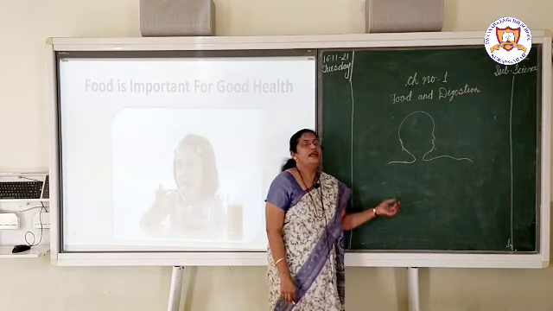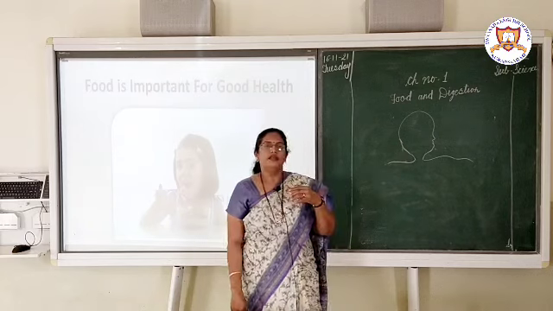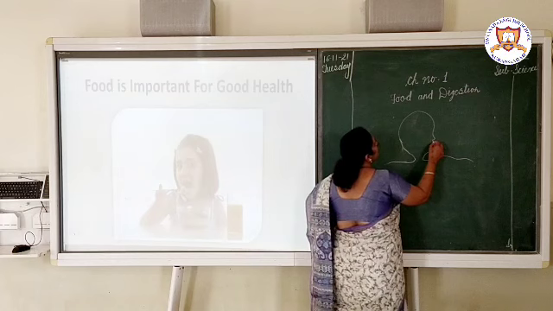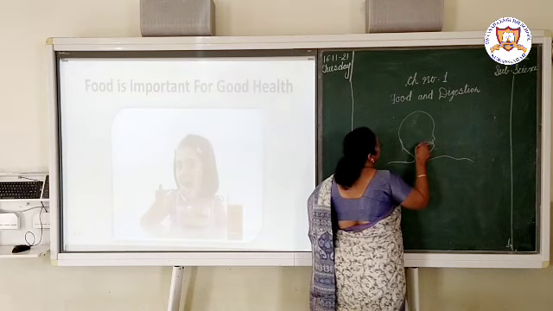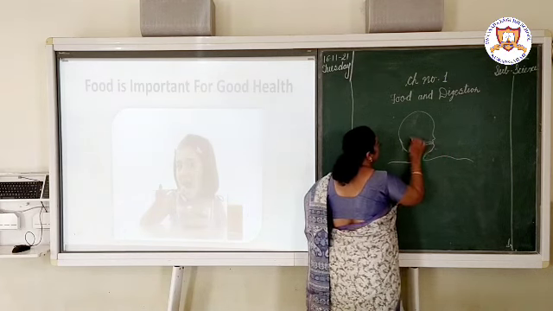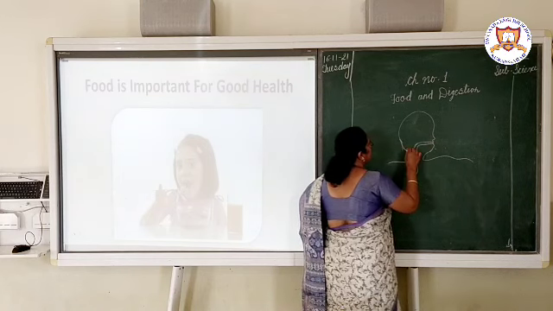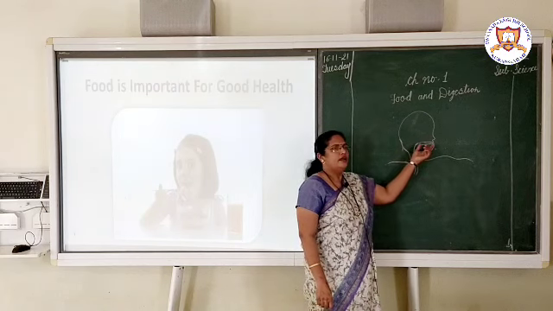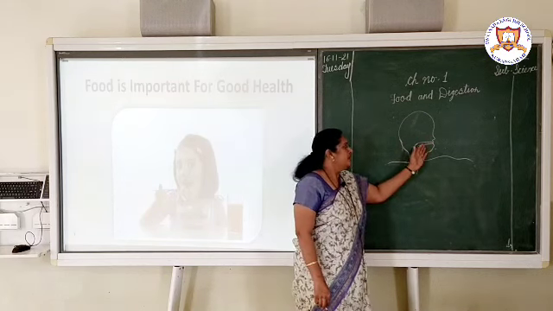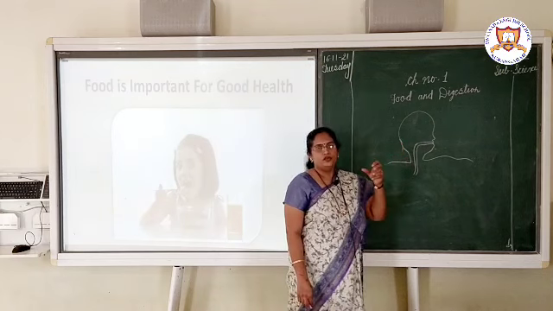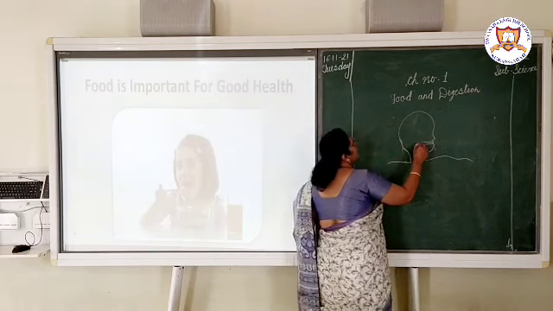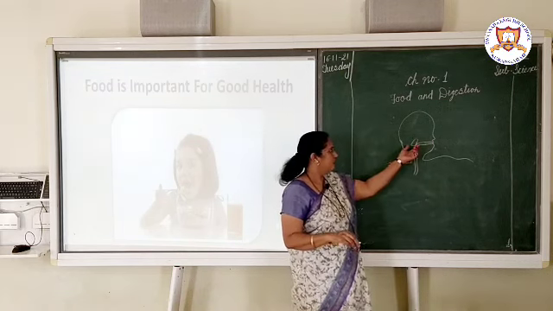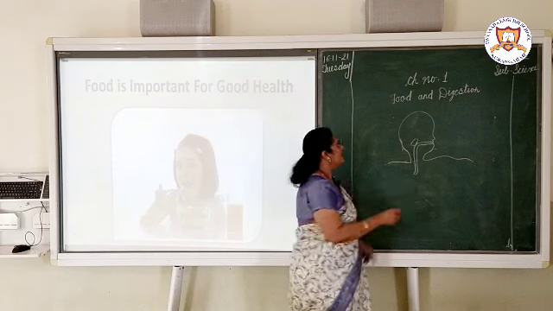When we eat food, our digestion process starts in the mouth. When we eat food and it goes in the mouth, and we chew the food, the salivary glands, which are present in the buccal cavity or mouth, come into action. So these are the salivary glands.